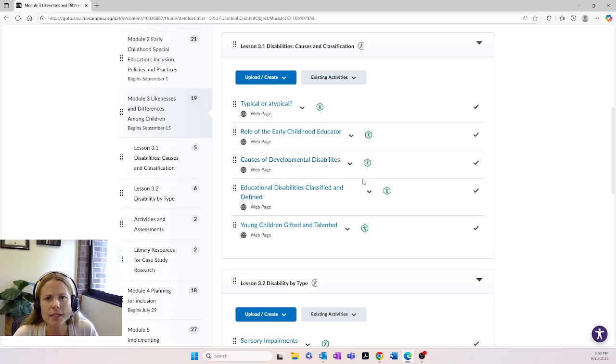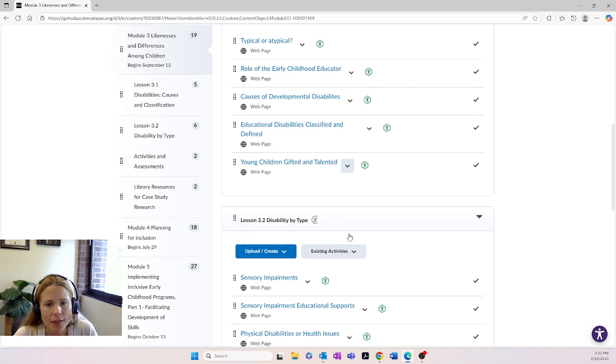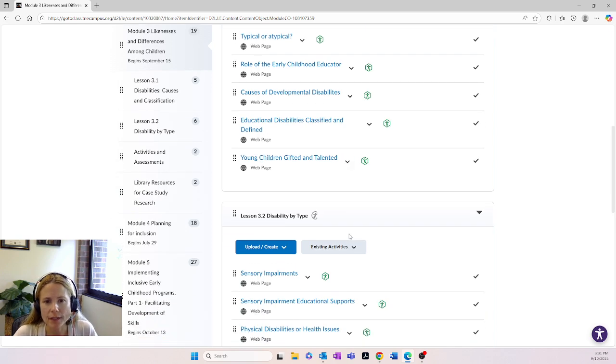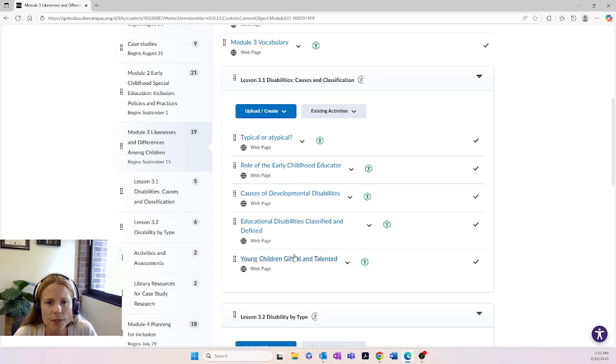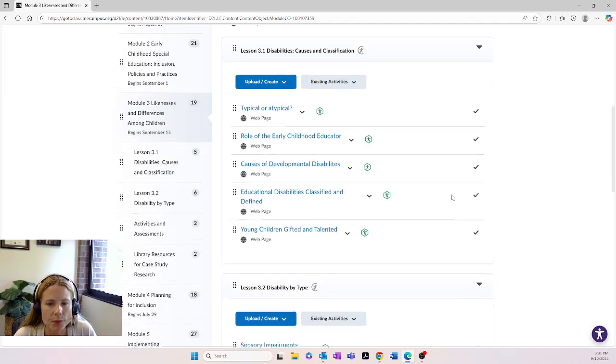What are some causes of developmental disabilities? So we're looking at, could it be genetic? Is it something that is a risk, like a risk factor? What are the causes of the different disabilities? And then we're going to get into where we start defining and classifying the different disabilities. And then you're going to look at another category that's additional, which is called gifted and talented for young children. So that's going to be all of the content you're going to see inside of lesson 3.1.